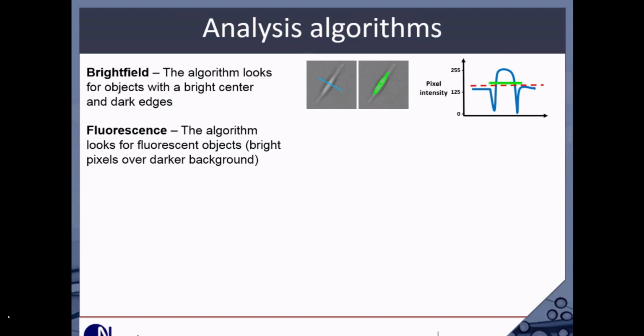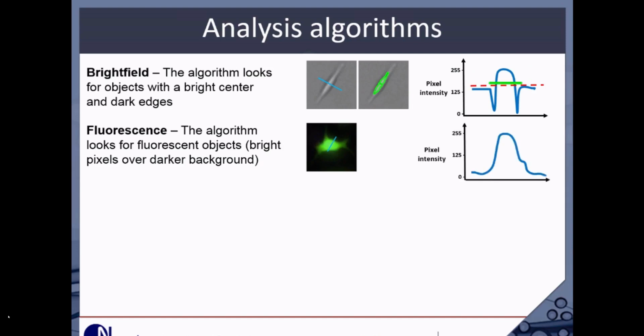The fluorescent algorithm is looking for bright pixels over a very dark background. How does that work in practice? Here is an example of a fluorescent cell. Here we have a green fluorescent cell, and if we do the same thing where we draw a line over this cell and plot the pixels according to its value, it would look like this profile. When you have the intensity threshold set, which is this red line, the system will draw a green or purple outline around the objects above that intensity threshold, with a dot in the center.